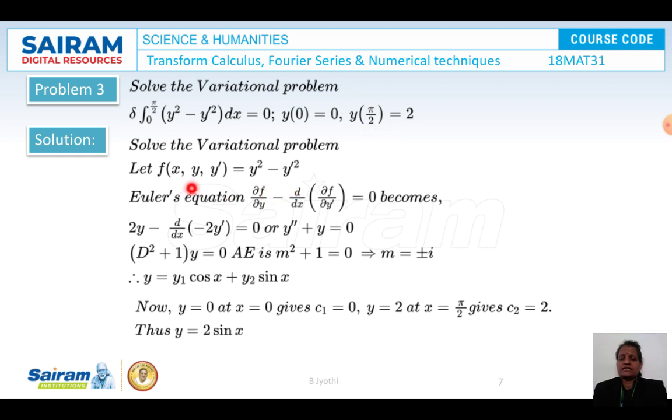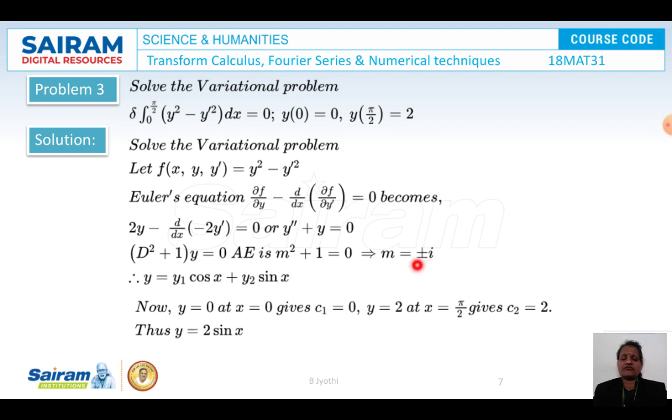So, let us consider f of x, y, y dash is equal to y square minus y dash square, and consider the Euler's equation. It becomes 2y minus d by dx of minus 2y dash, which is equal to 0, or derivative of 2y dash will be y double dash. Hence, after dividing this by 2, we get y double dash plus y is equal to 0. That is, d square plus 1 of y is equal to 0, whose auxiliary equation is m square plus 1 is 0, and it implies m is equal to plus or minus i.